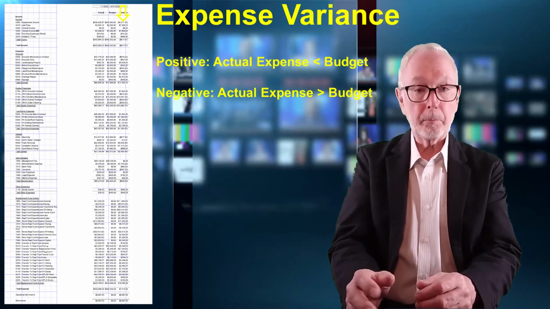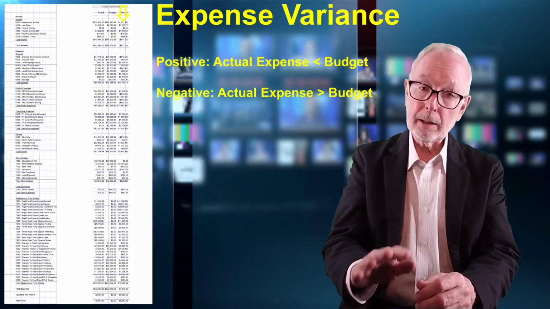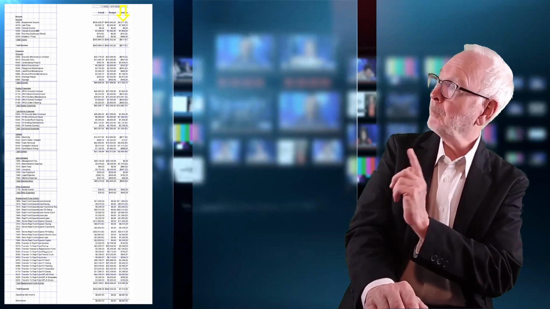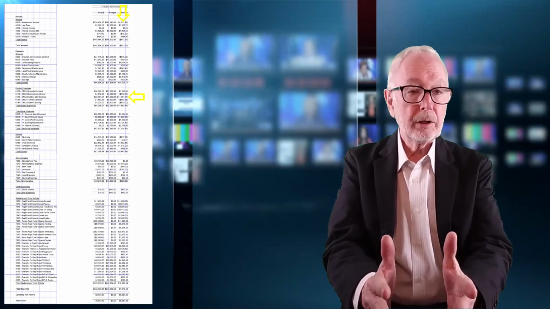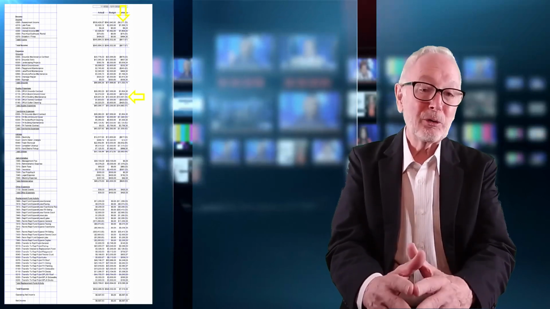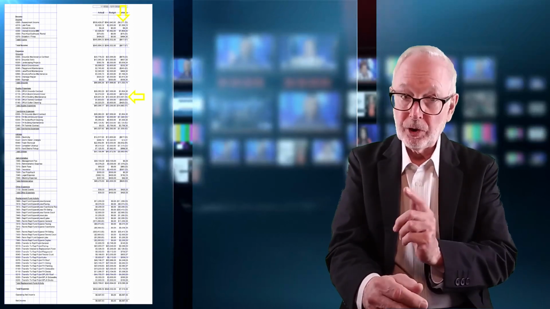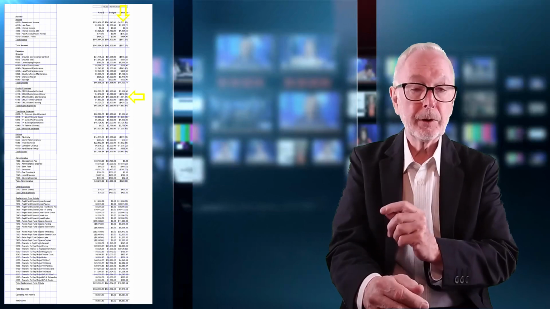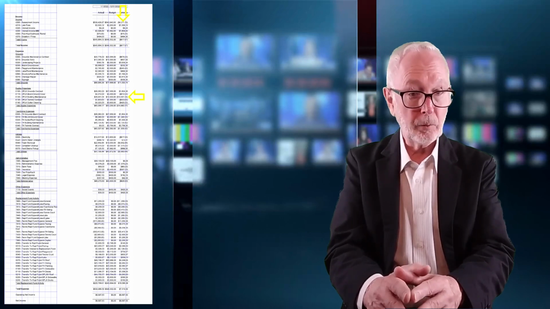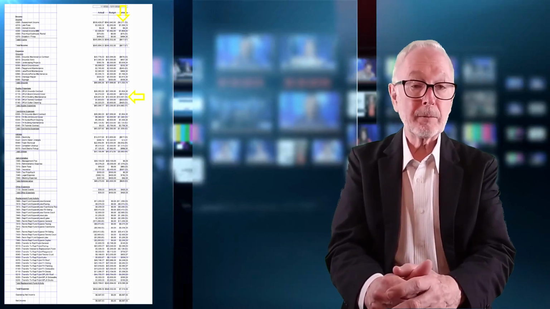For expenses, a positive variance means that less money was spent than was budgeted, while a negative variance means that more money was spent. For example, here you can see that the variance for duplex building maintenance was almost $15,000 in 2022. Since this variance is negative, duplex building maintenance was far more expensive than budgeted for. This is an astonishing 107% variance.